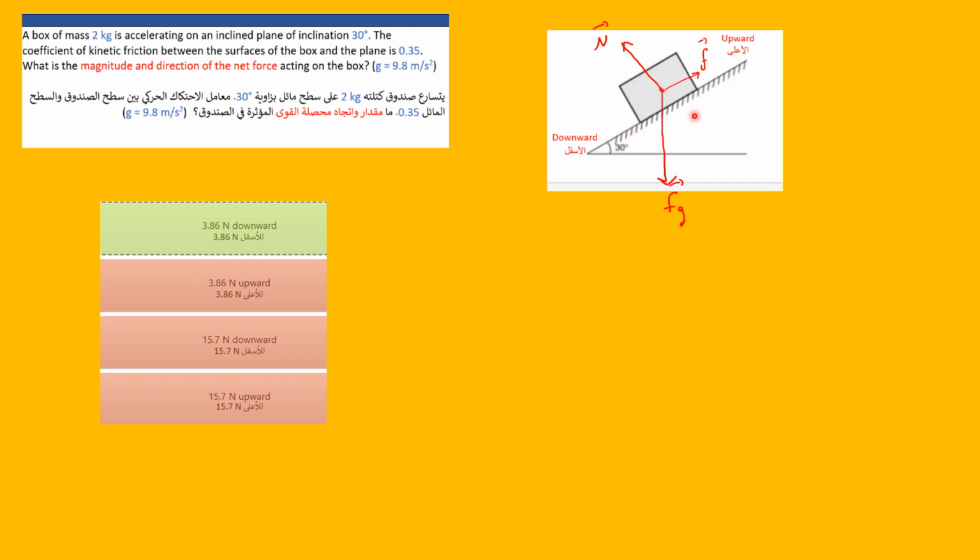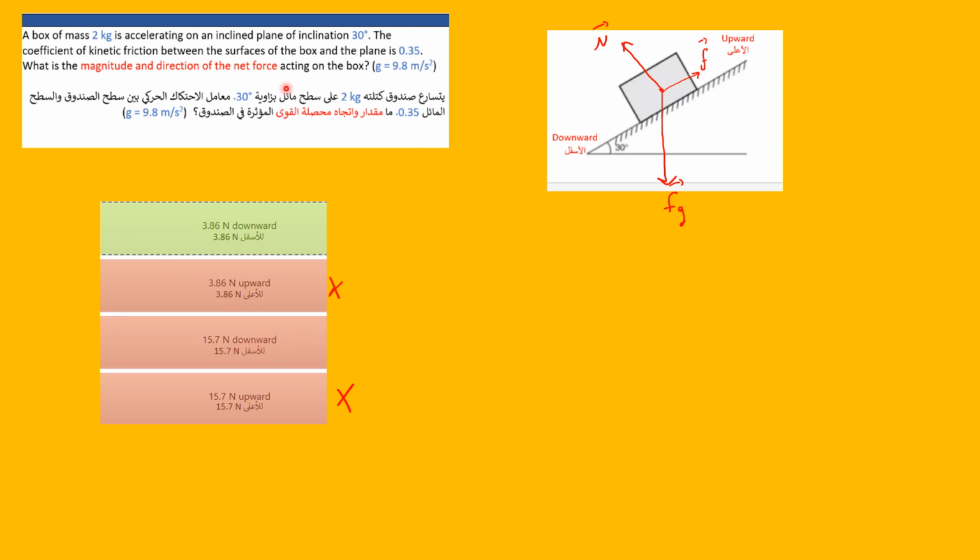So as you can tell, the object, of course, is going down. It couldn't go upward. So we can cancel or get rid of option B and option D. Both of these are wrong. So we still have two options to choose from, either 3.86 or 15.7 Newton.